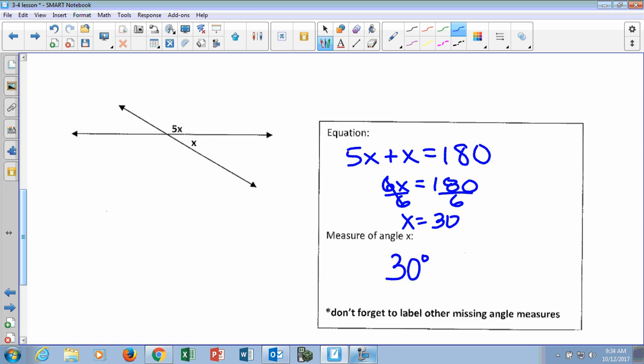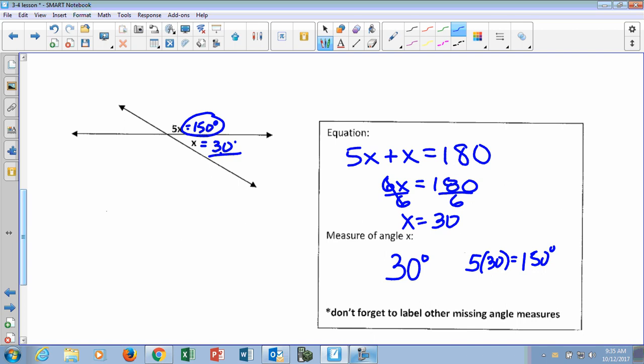So that means this guy is 30 degrees. If this is 30 degrees, what does the other one have to be? Well, the other one is 5x, right? So if I take 30 and plug it into x, we basically have 5 times 30, right? And 5 times 30 is 150. So the 5x angle is 150 degrees. And notice that they still add up to 180, right? And this angle is 5 times more than this angle, right? Yes.